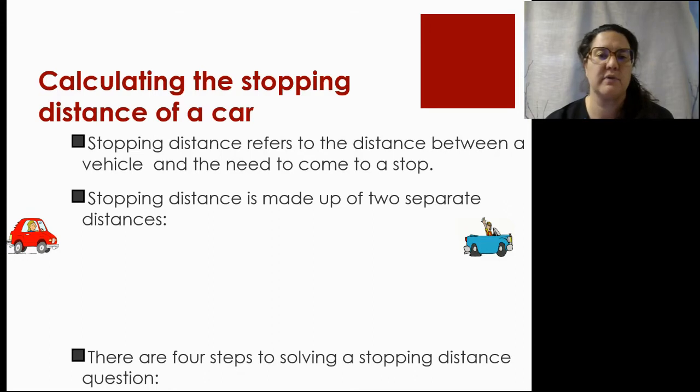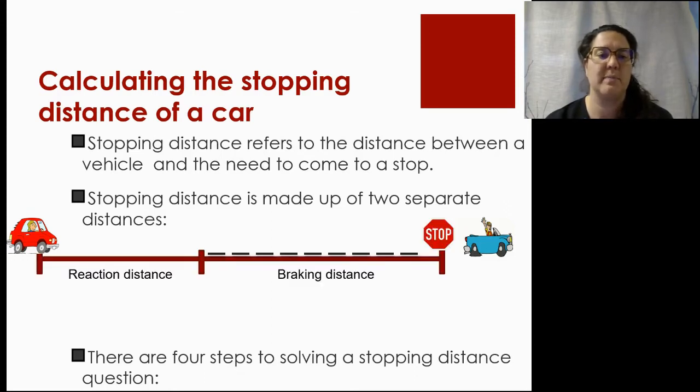The stopping distance refers to the distance between a vehicle and the point where it needs to come to a complete stop. And this is made up of two separate distances, the reaction distance and the braking distance. Distance goes by as we're reacting. To calculate the stopping distance, there are 4 steps.